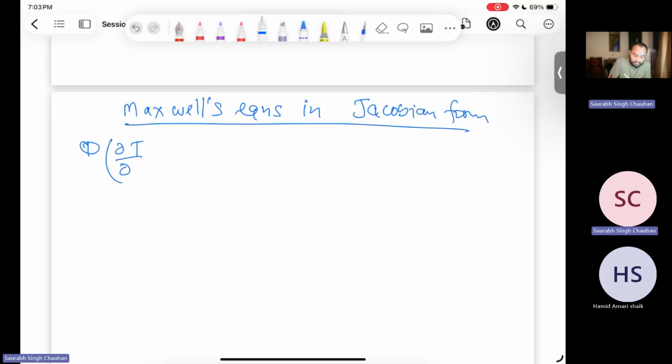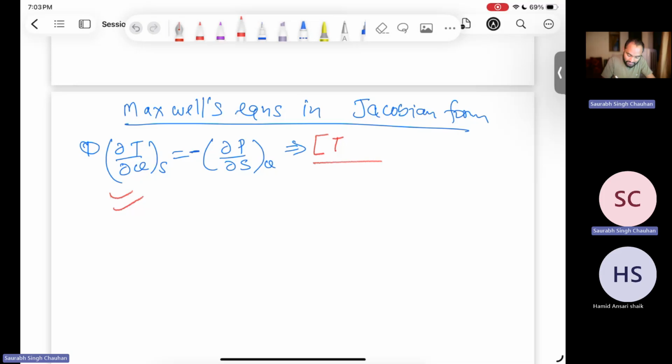Del T by del V at constant S is equal to del P by del S at constant V. So let us write the first part. How will we write the differentiation of T? T will be in the numerator with respect to V, so V will be in the denominator with respect to S. Sorry, S is kept constant, so S will be repeated. This is a constant, right? It is kept constant.